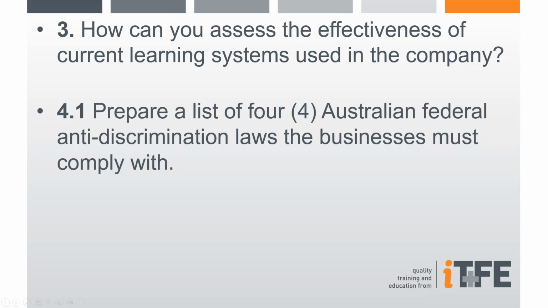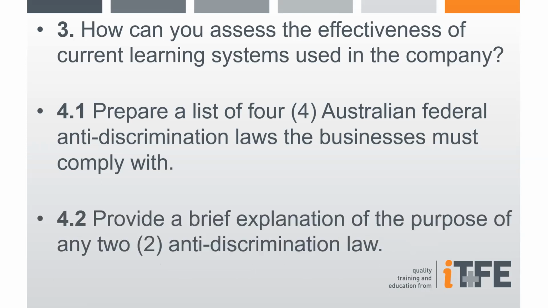Next one is prepare a list of 4 Australian federal anti-discrimination laws the business must comply with. So without giving away all the answers, Suzanne, what would you suggest is one example? Okay, one that resonates with me is Disability Discrimination Act 1992. Perfect. It's important to actually write the full year. So you need to put the exact name of the act and the year.